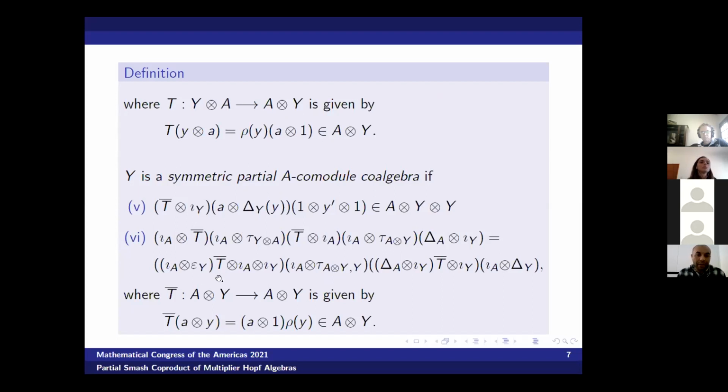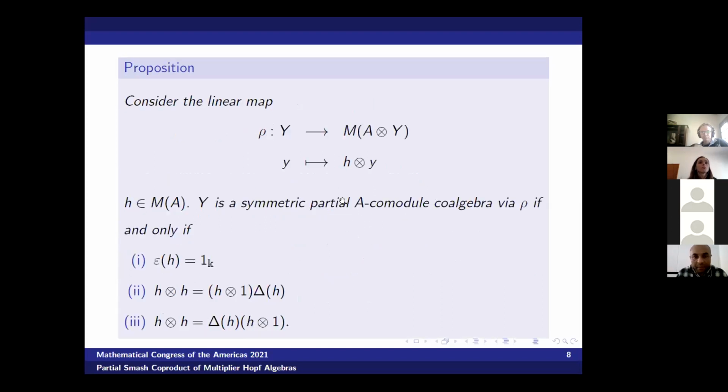Here also appears an analogue of this map T. Here we have a T bar. Again, here we have the possibility to use the sigma notation. And this definition also extends the definition in the global context of Lydia, and also extends the theory constructed by Eliezer and Joost in the Hopf context.